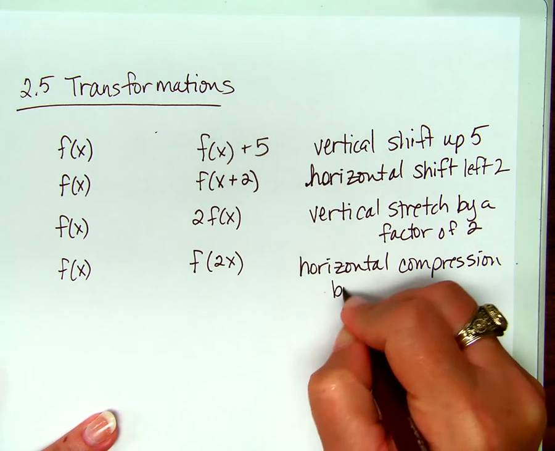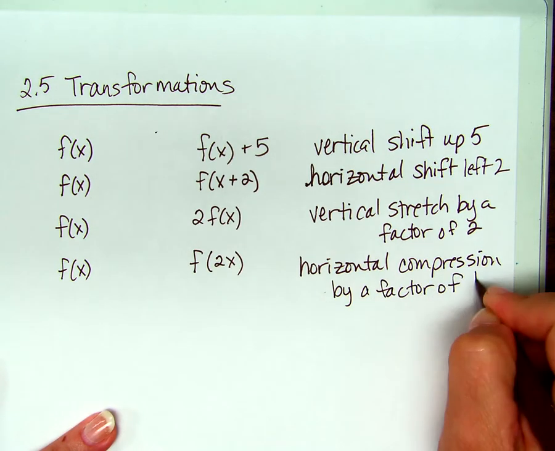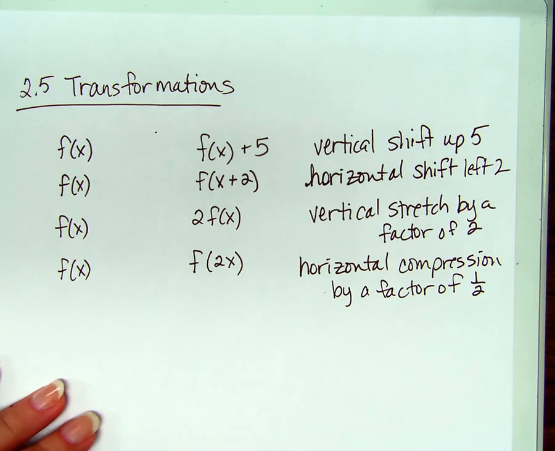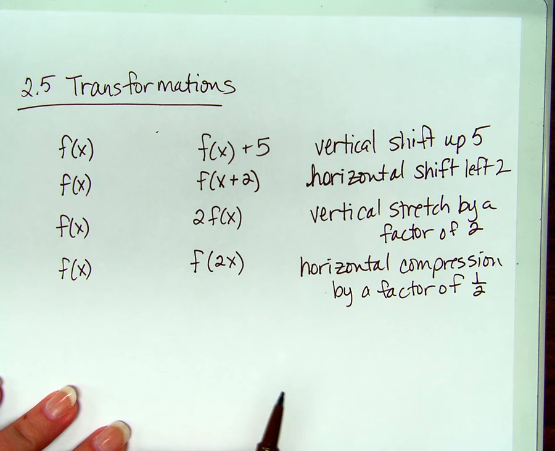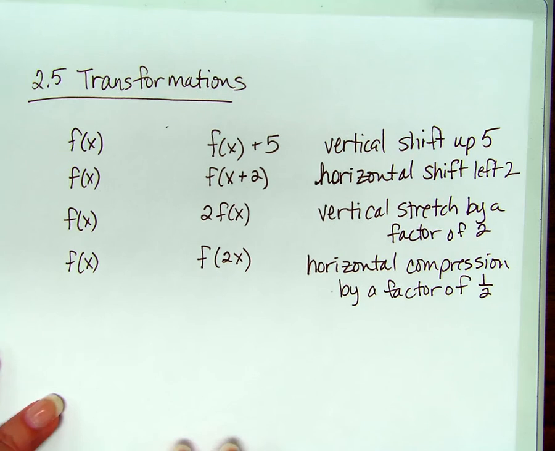By what factor, though? One half. So I said opposite a second ago. That was the wrong word, wasn't it? What word should I have used? Reciprocal, right? Okay. Any questions so far?